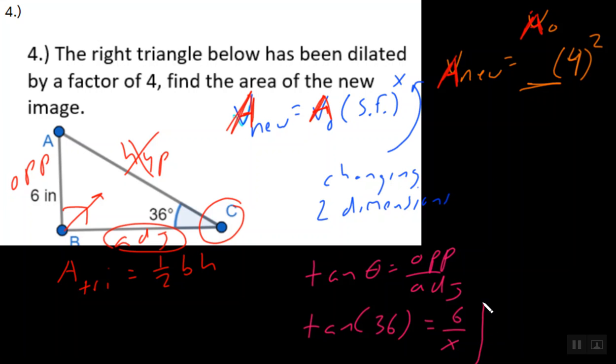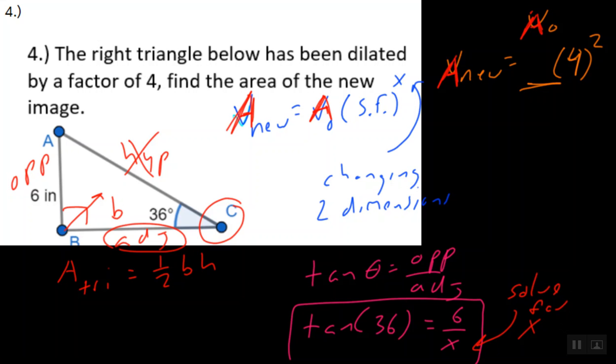And from here, this is where I'm actually going to stop helping out. So here's what y'all are going to do. I'll give y'all the cliff notes. You are going to solve for x. Tangent 36 equals 6 divided by x. You're going to solve for x. Then you're going to take that x.